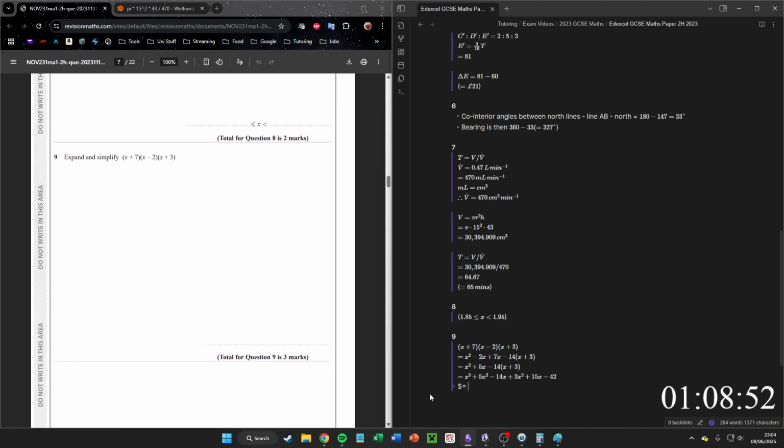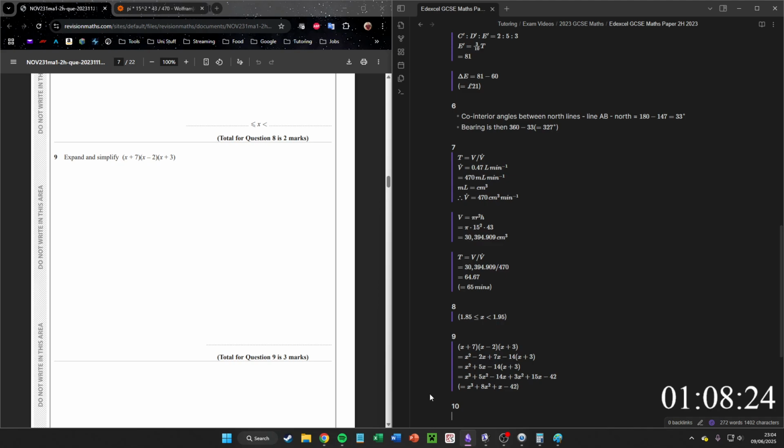Now collect like terms, because it's expand and simplify. That's the only x cubed term, that's fine. The two x squared terms, 5x squared and 3x squared, add to 8x squared. The two x terms, minus 14x plus 15x, gives you plus x, and there's only one numbers term, minus 42 on the end, and that is my final answer. So have a look at time. We've got about 21 minutes gone so far.